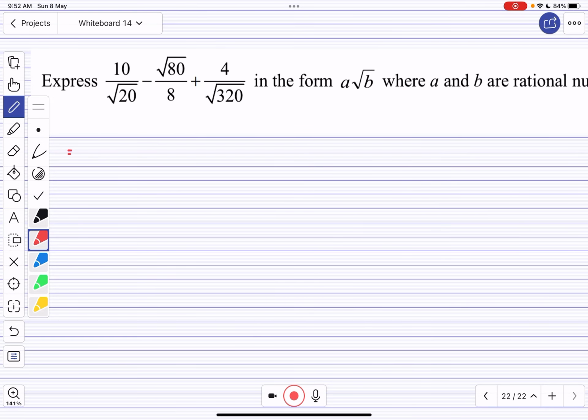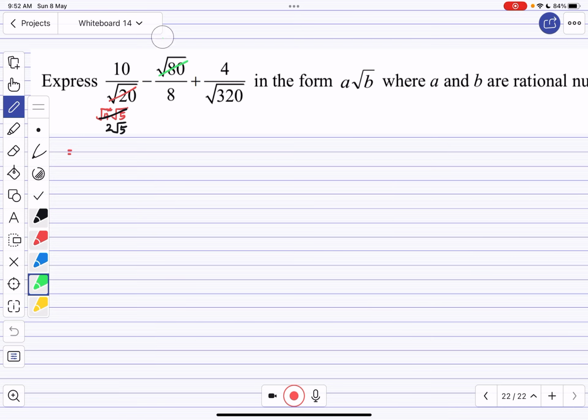So square root 20, we can see that an idea is to try to pull out a perfect square, right? So you can see that 20 can be seen as 4 times 5, which is the same as square root 4 times square root 5, which can also be seen as 2 square root 5, right? So that's what I do to the first term.